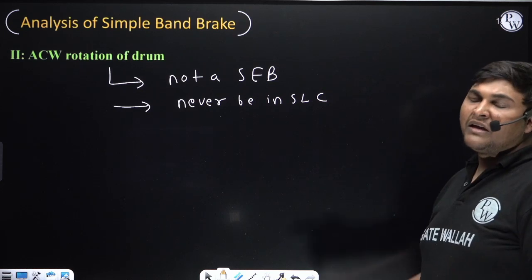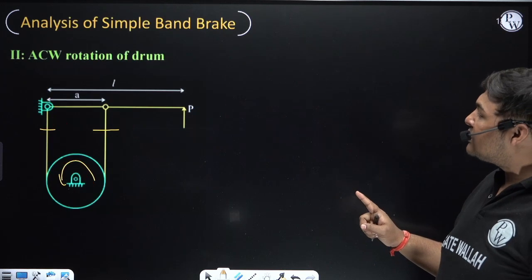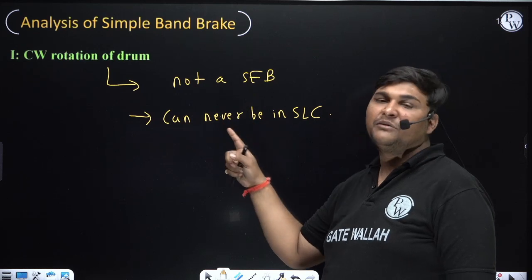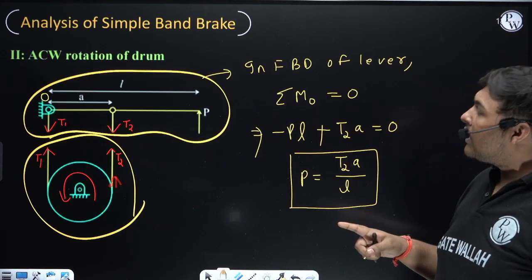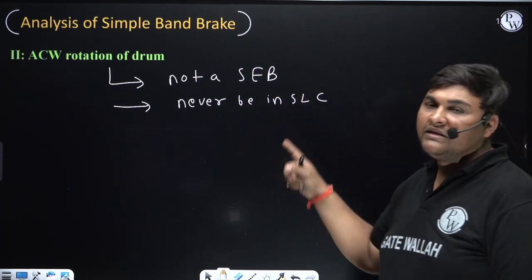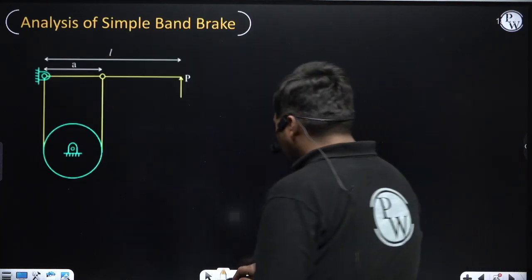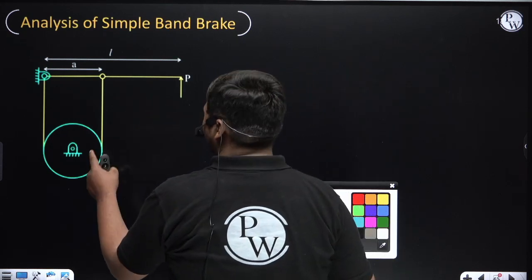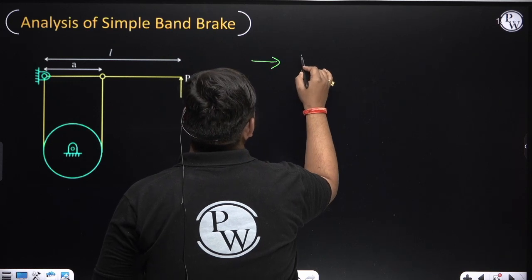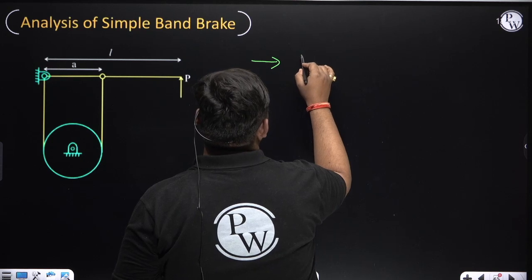So here we can make one conclusion. If you want, you can remember this conclusion. For a simple band brake, for clockwise rotation of the drum, we concluded it is not a self-energizing brake and it can never be in a self-locking condition. For anti-clockwise rotation also, we made the same conclusion, that this brake is not self-energizing and it can never be in a self-locking condition. So can I conclude, in a simple band brake, whether it is rotating clockwise or anti-clockwise, the brake will never be a self-energizing brake.